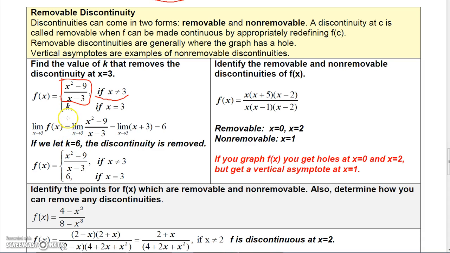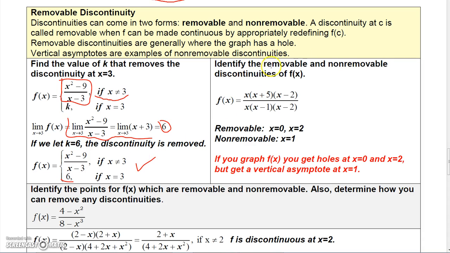And so the limit of this function as x approaches 3, if I use the replacement theorem, factor the numerator and cancel, is the same as the limit of x plus 3 as x approaches 3, and that's 6. So if I make this number 6, which I did down here, then when you evaluate the function at 3 you get 6, and when you take the limit of the function as x approaches 3 you get 6. So therefore the functional value and the limit are equal, therefore this function is now continuous at x equals 3.